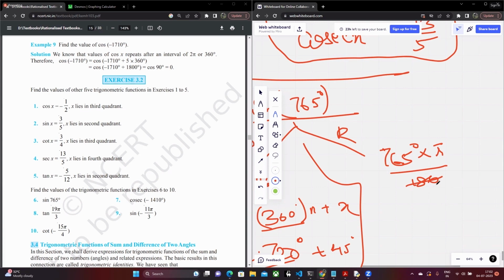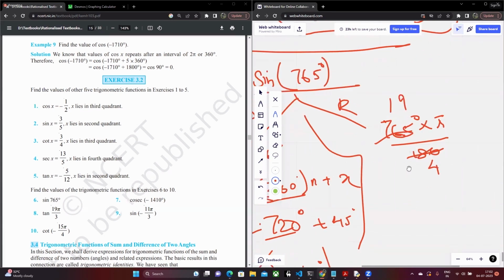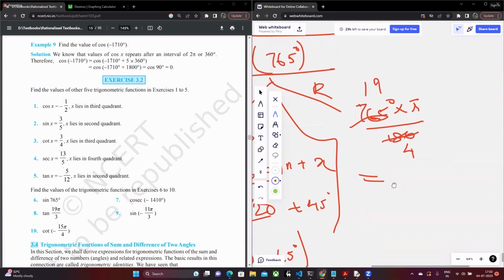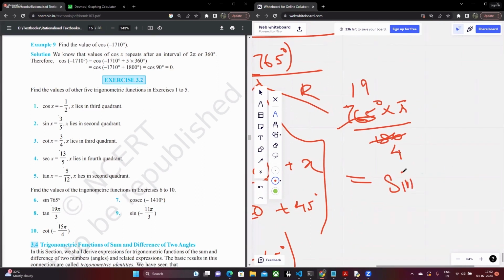You have to make a calculation. 45 fours are 180, and then 45 ones are over here. You'll be left with 315. That is going to be 90, right? So here you are going to have sine of 19 pi by 4.